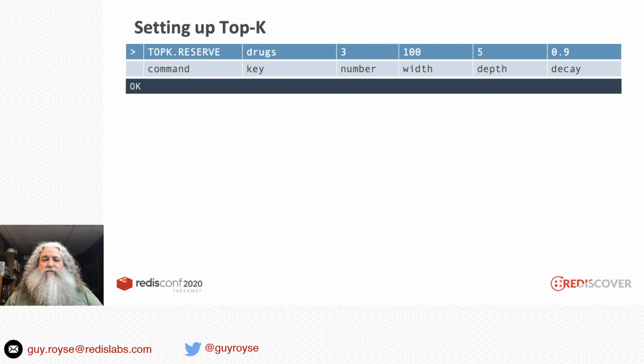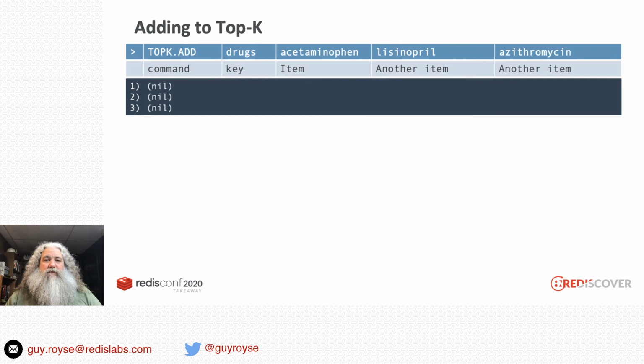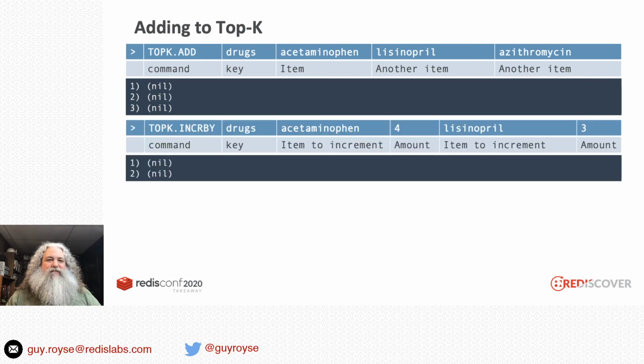And so we create a top K. Now we're going to add some drugs to our top K. Topk.add drugs, pass in acetaminophen, lisinopril, and azithromycin. And these all should have a count of 1 now. And you'll notice that it returns 3 nils. And I'm not going to tell you what those 3 nils are for yet, because they're actually there for kind of an interesting reason. And it'll be more obvious as we move through the exercise here.